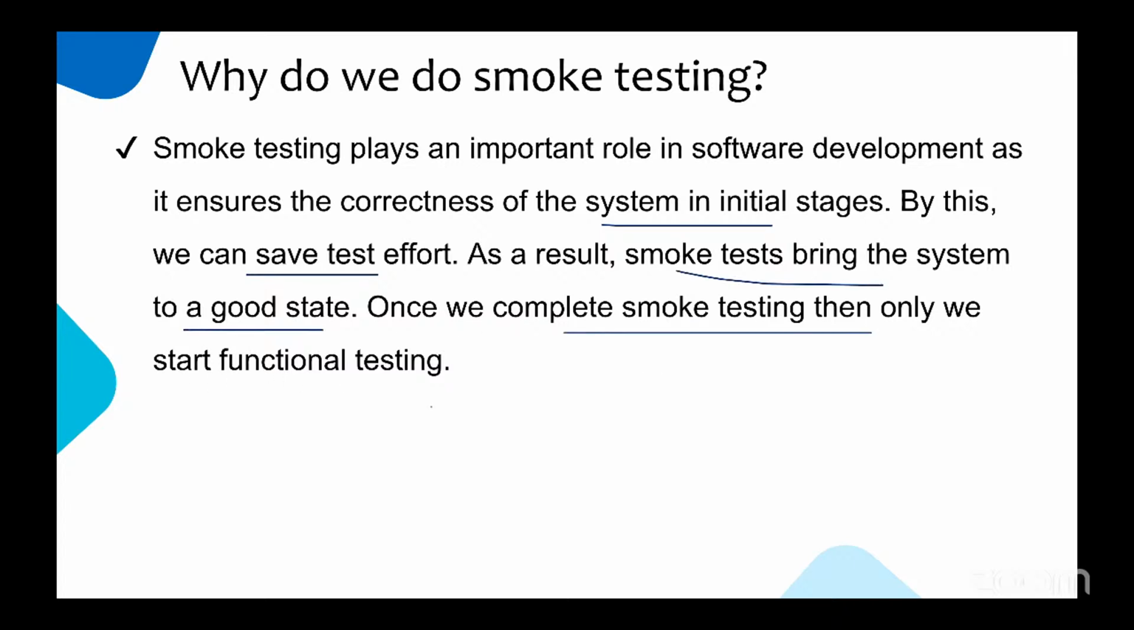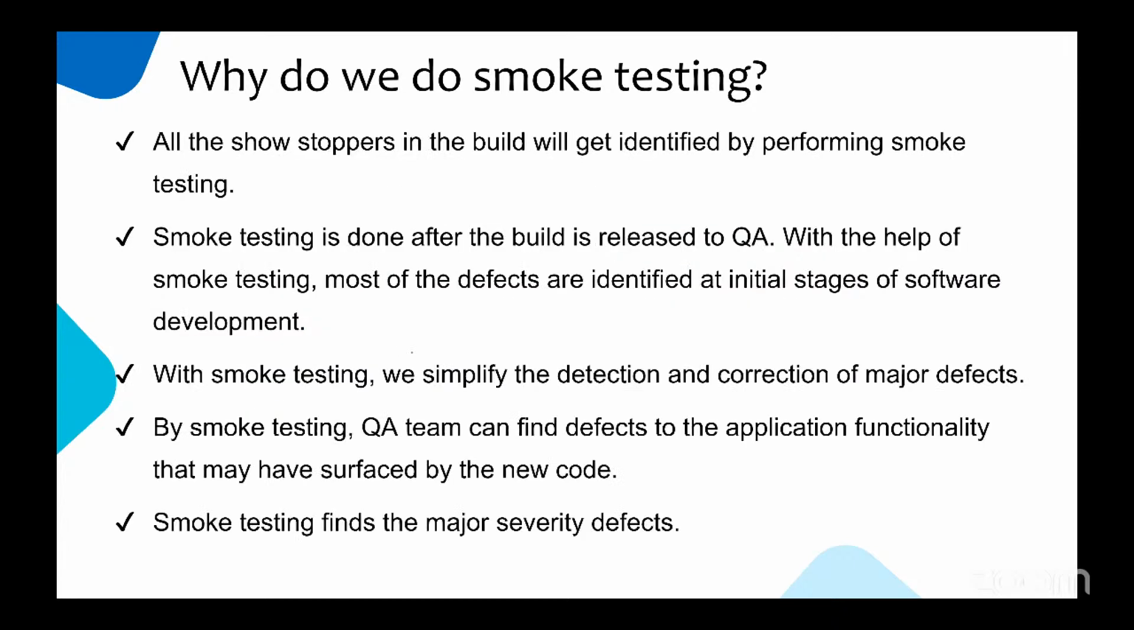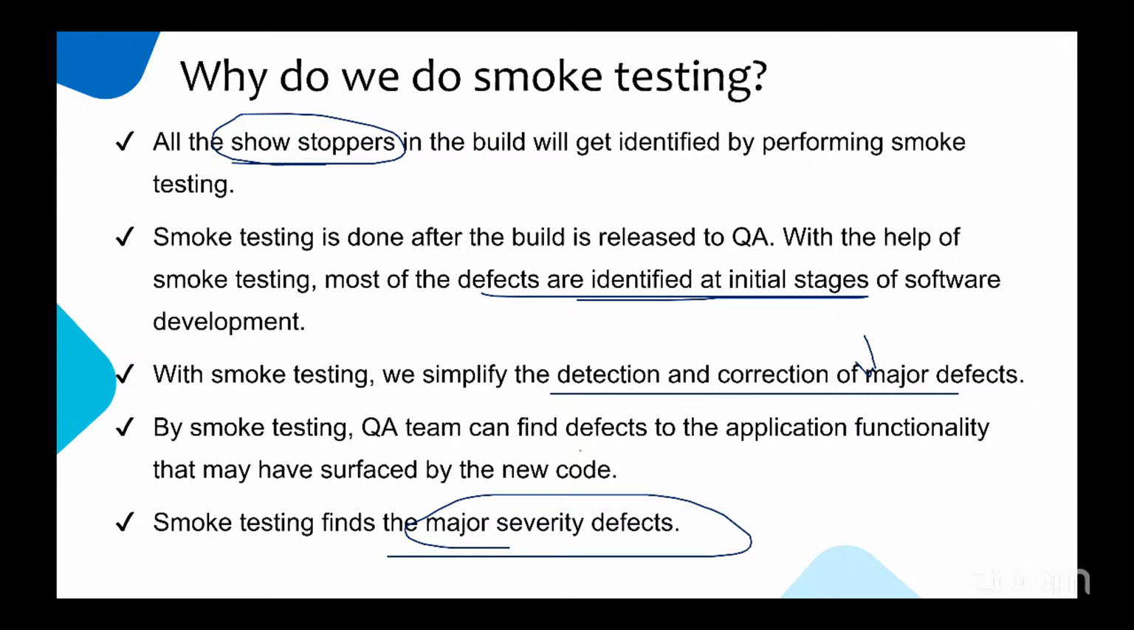Once we complete smoke testing only, we will start the functional, meaning sanity testing. Again, we will find the showstoppers, and it is done for every release. Most of the defects are identified in the initial stage itself. With smoke testing, we can simply detect and correct major defects. So in the initial stage itself, we are able to find the problems, the major severity defects.